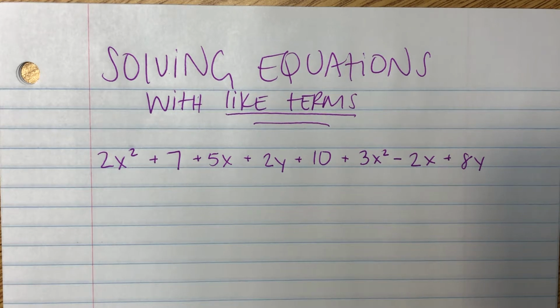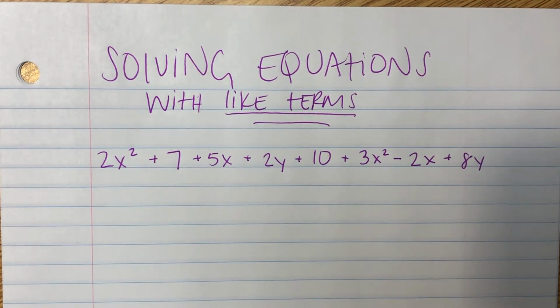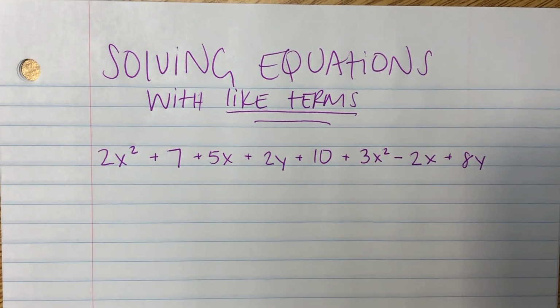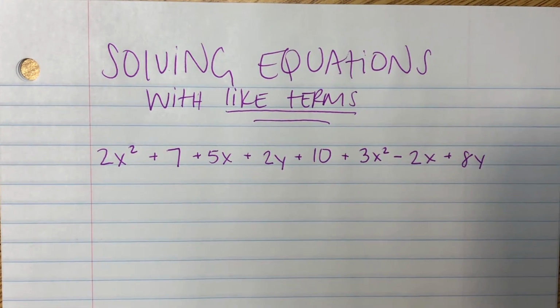So first of all, we have to figure out what like terms even are. Like terms are things that look alike, just like what it sounds like. These are like terms. So first of all, we see a lot of x's, we see y's, we see some x squareds, and we see some numbers that don't have any variables with them. So I'm going to start out with the x squareds.